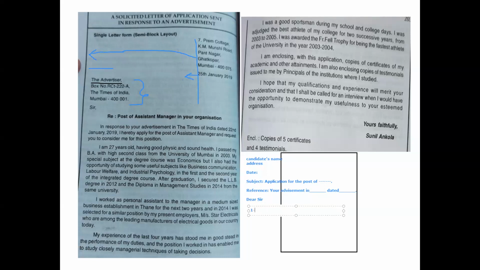In response to your advertisement in Times of India dated, that line as it is. Only the thing you have to change is the name of the newspaper, there you keep it blank. In response to your advertisement in, write this in your notebook.